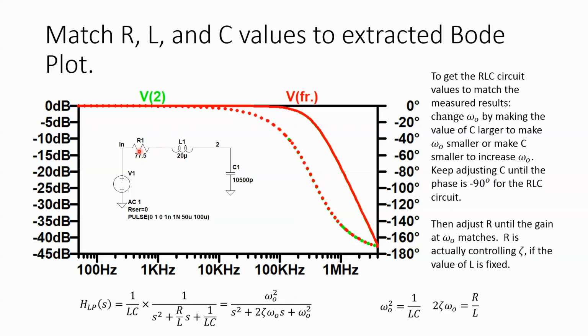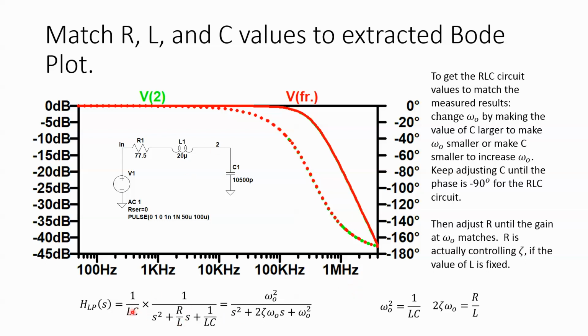Originally, I'd put in an 80, 20, and a 10,000 picofarad because that's what the part said. But when I measured it, the values were off and they didn't match. So I varied C1 to get the phase to cross at 90 at the same spot. Then I adjusted the R to get the damping coefficient correct. So now you can see in the Bode plot, it's matching fairly well.